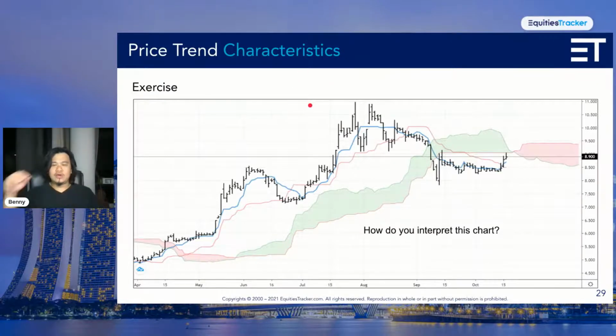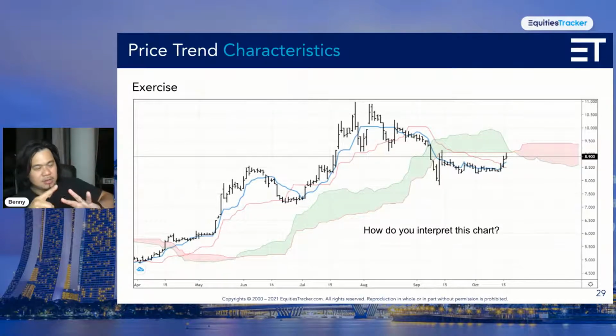Now, if you look at this particular trend, how do you interpret this chart? Again, you have to answer the three questions. Number one, direction of the trend. Number two, the strength of the trend. Number three, future direction. Where do you expect it to go?